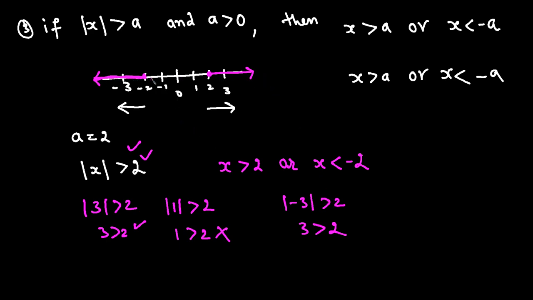This is going to be a hole here, not a solid dot, which means this 2 is not included. If it's an equal sign, that means this 2 is included. So it's going to be greater than 2, not 2 exactly.